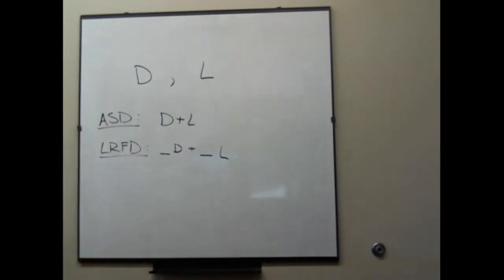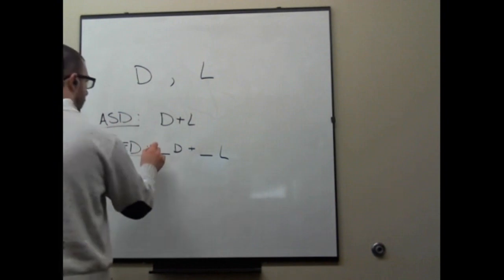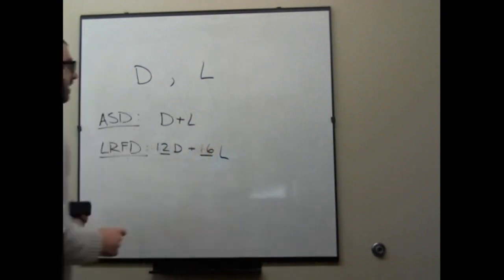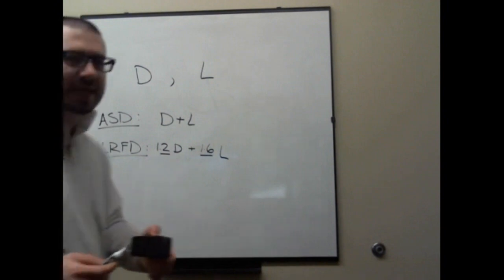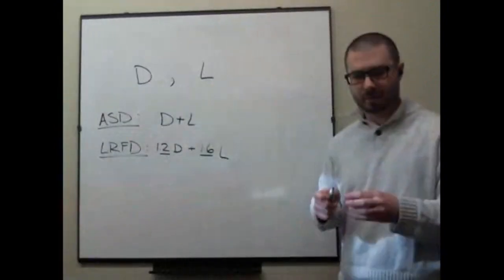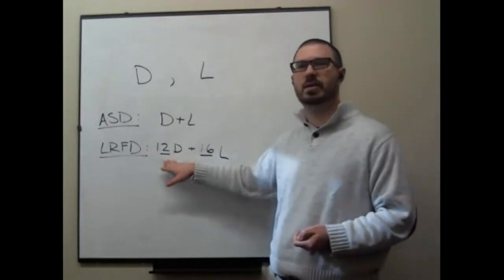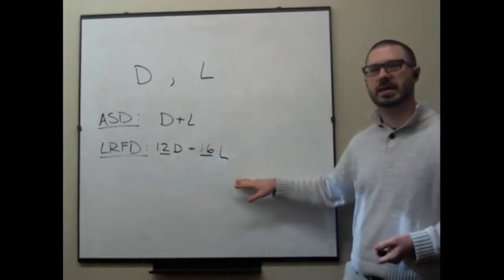What you'll find is that the load factors are different for different loads. So one of the most commonly applicable load combinations that we'll see, we use 1.2 for the dead load, but we use 1.6 for the live load. So what that means from an engineering standpoint is we're actually upping the dead load. So we up the dead load by 20%, but we up the live load by 60%.